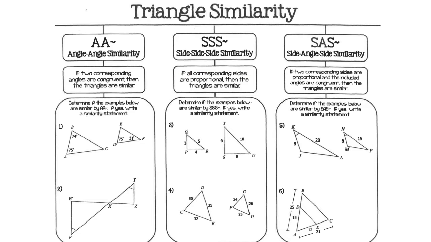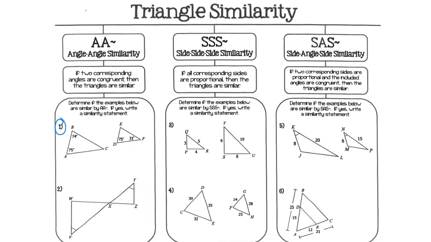Side-side-side: if all corresponding sides are proportional, then the triangles are similar. Remember, proportional means you have to write ratios to see if they are equal. Side-angle-side is kind of a combination. If two corresponding sides are proportional, so their ratios are the same, and the included angles are congruent, then the triangles are similar. So in order to prove triangles are similar, you have to use one of these three ways to do it.